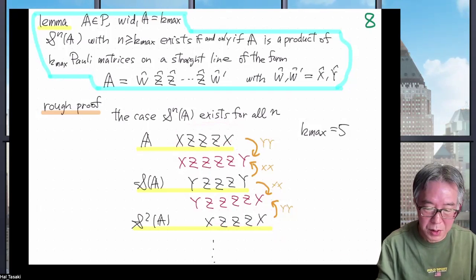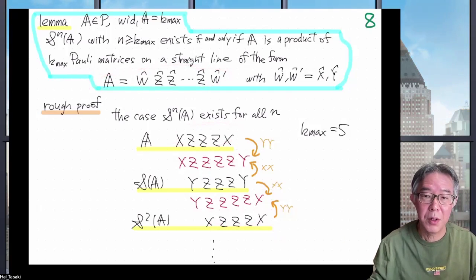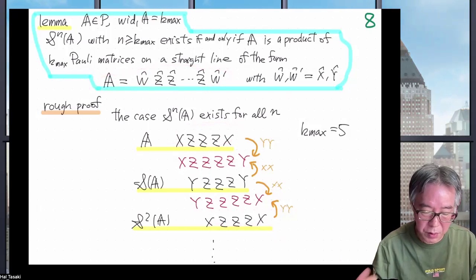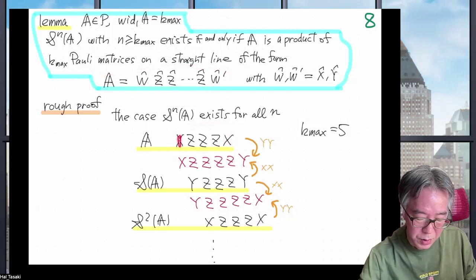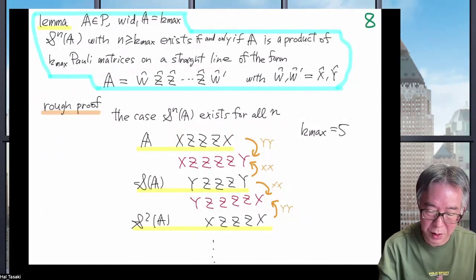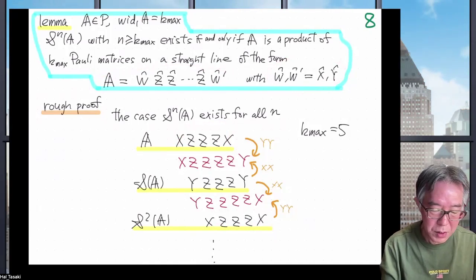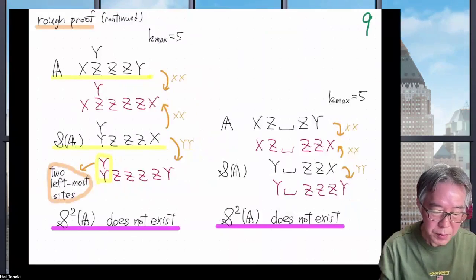So this shows that if A is of this form, you can Shiraishi shift it forever. And of course, if this is y, you can do the same thing. So the proof works for any of these. Okay, so this is a case where something can be shifted forever.